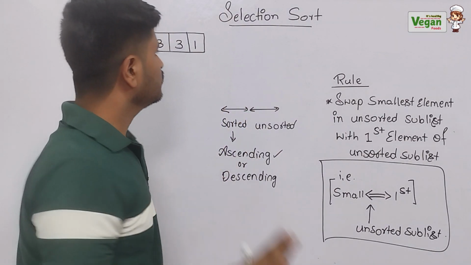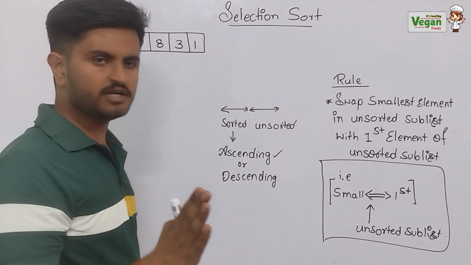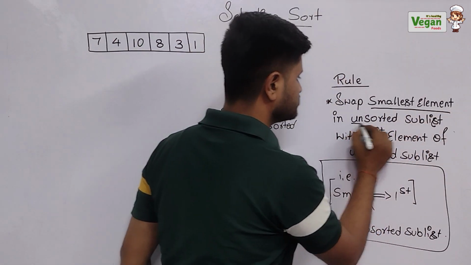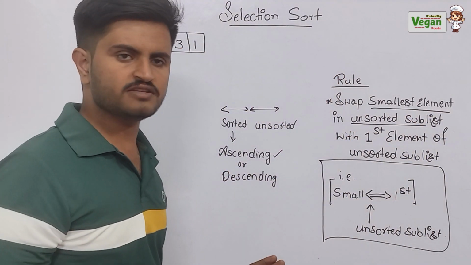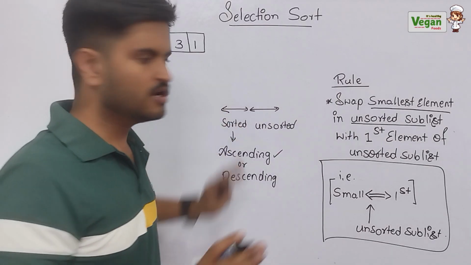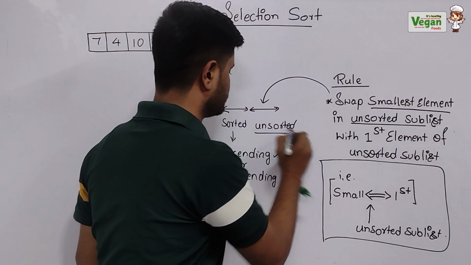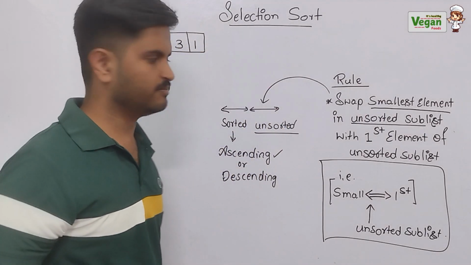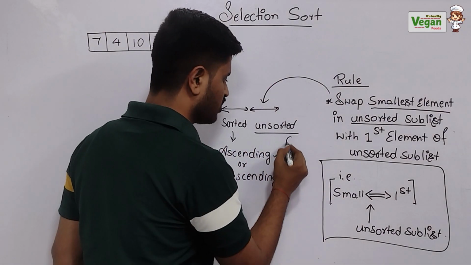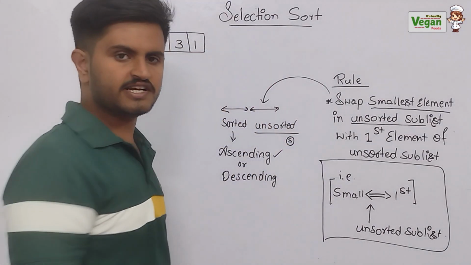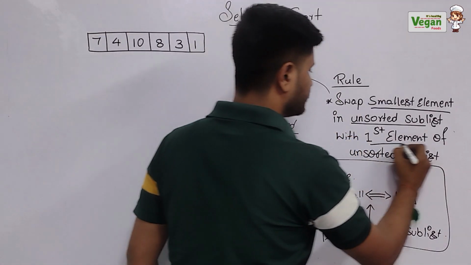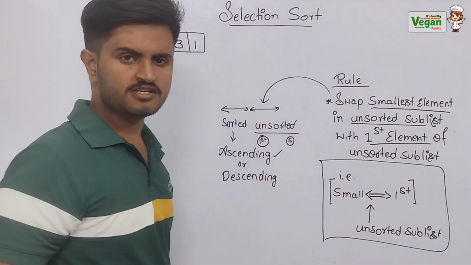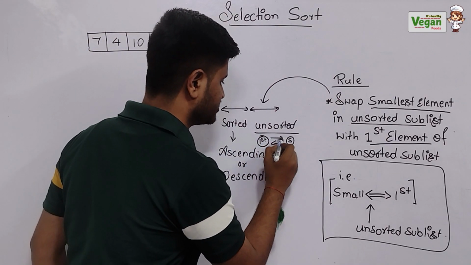selection sort problem. The only one rule which we will be using in the selection sort problem is: swap the smallest element in the unsorted sublist. Whatever operations we perform in selection sort will be applied only on the unsorted sublist, not on the sorted sublist. What we must do is see the smallest element in the unsorted sublist and the first element of the unsorted sublist, the first element and the smallest element. We must swap each other.